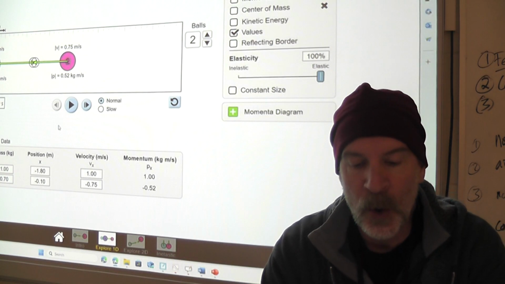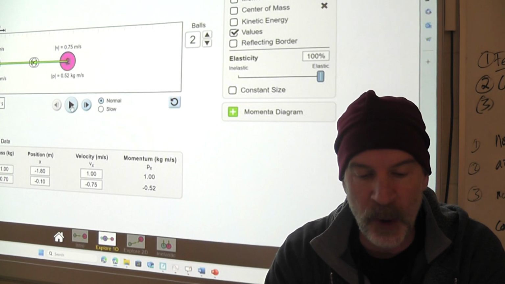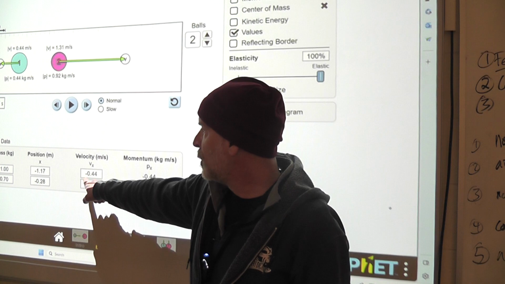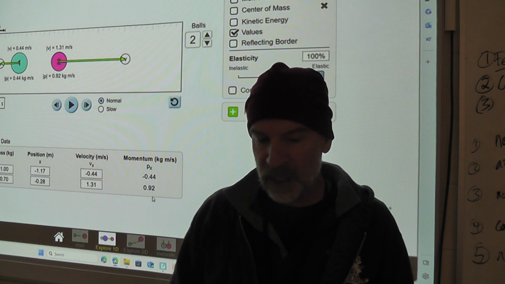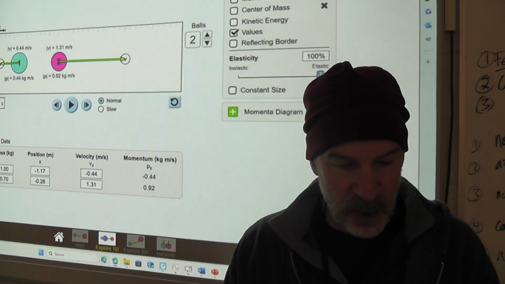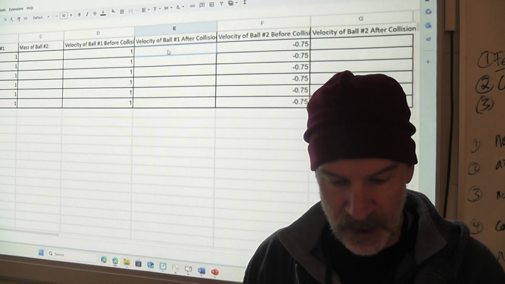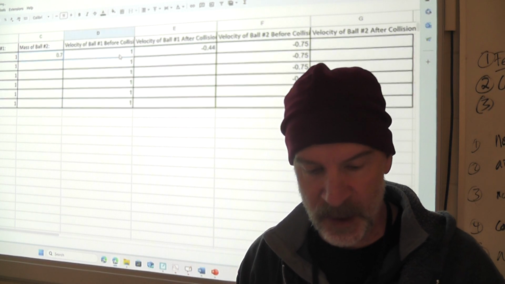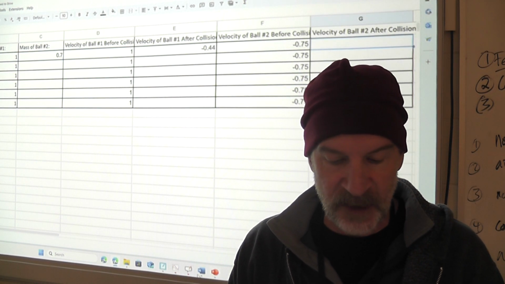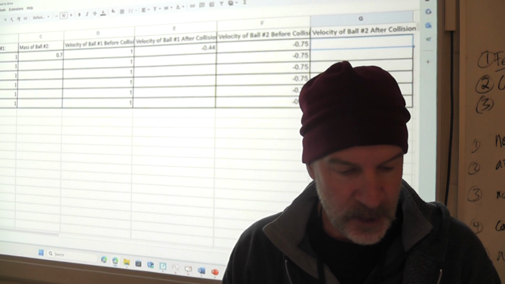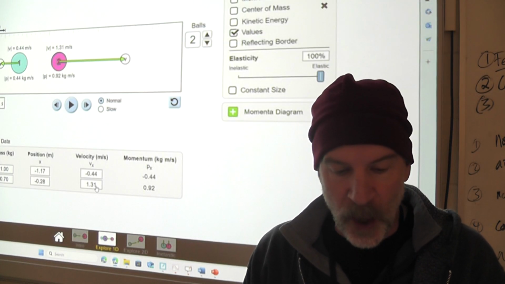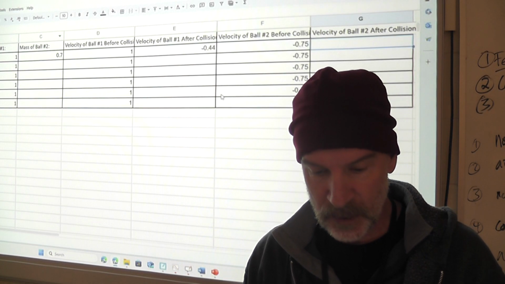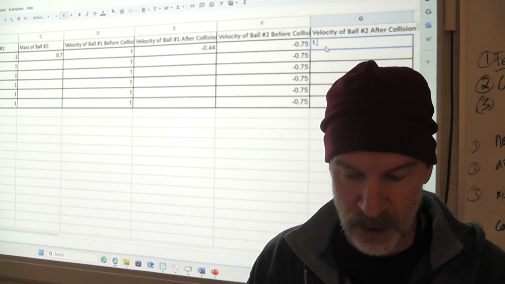And then when I hit go, they're going to bonk into each other. And then after the collision, the velocity of ball 1 is negative 0.44. So I'm going to put that into my spreadsheet. Negative 0.44. That was with a mass of 0.7 for my second ball. And the velocity of ball number 2 is 1.31. So I'll put that into my spreadsheet as well. Okay. So 1.31. All right.